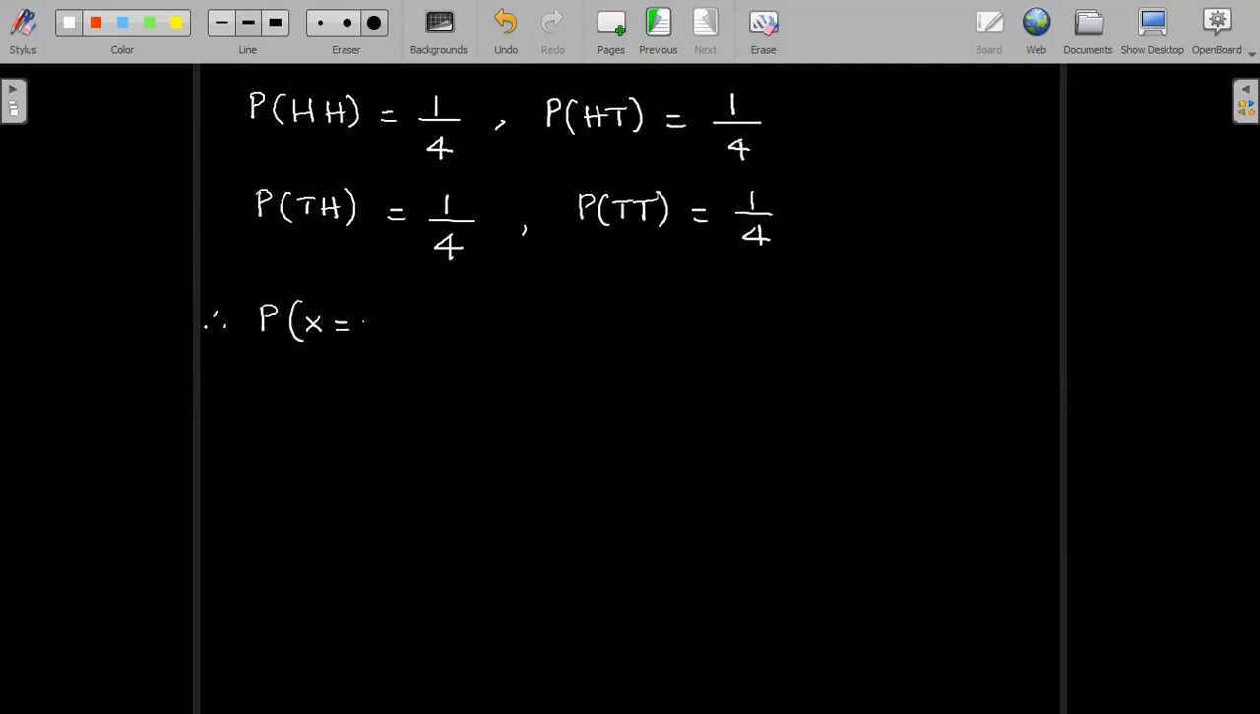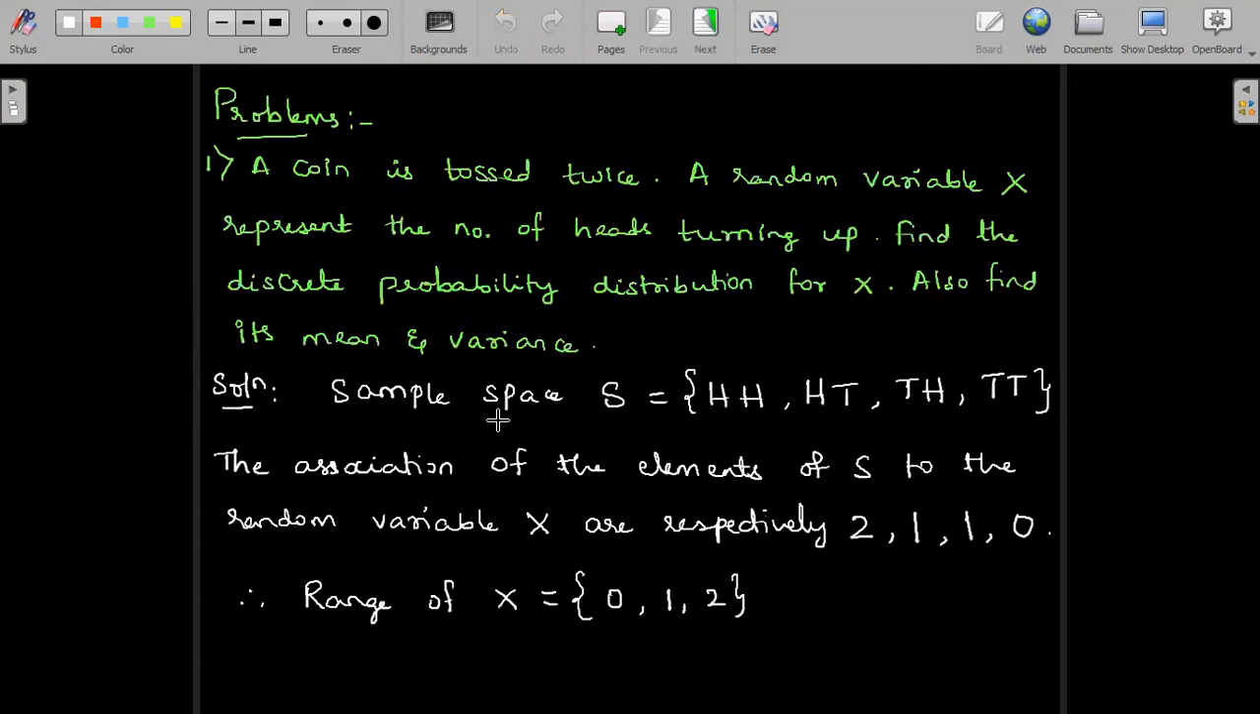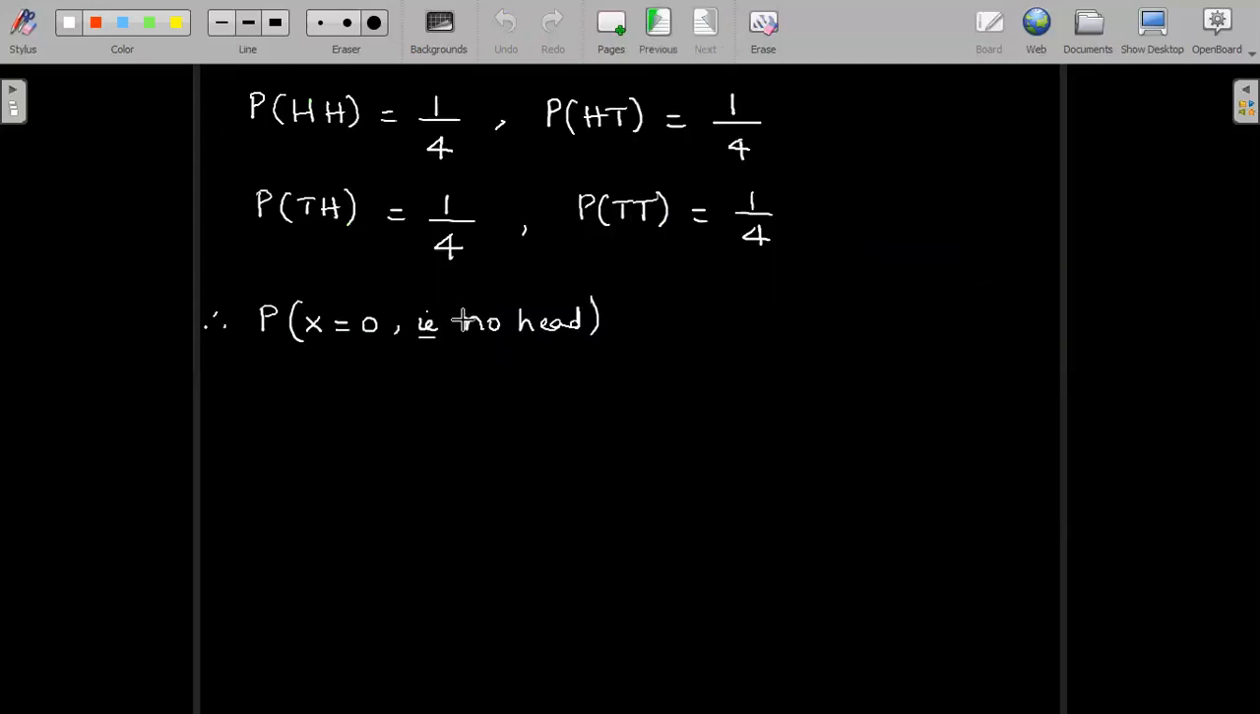probability of x is equal to 0. And the meaning of x is equal to 0 is there's no head turning up. X is the sample space denoted by number of heads turning up. So when I take x is equal to 0, for every range of x, we have to look into what is the probability of getting it. For x is equal to 0, the option is no head is turning up. So no head turning up means it is probability of TT. Probability of TT is 1 by 4, which we have already written.